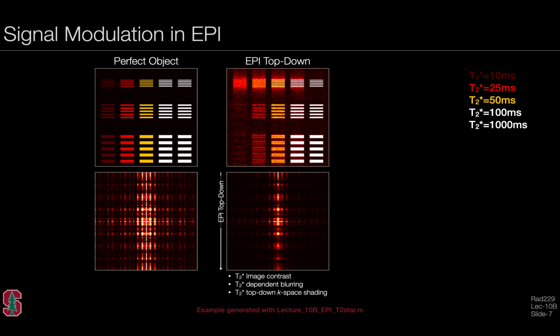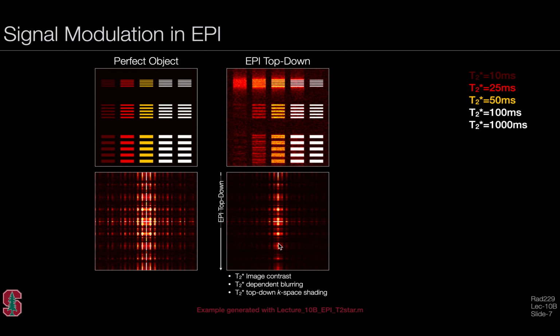We can also simulate an EPI top-down trajectory. That is, we're acquiring this line of K-space and then zigzagging down until we reach the bottom of K-space. And in doing so, we can see that we get a T2 star effect. The top of K-space here is still relatively bright and similar to what we see on the left-hand side, but we can see that it's decreasing in amplitude, especially as we get towards the bottom of K-space here. And this is because the echo amplitude is fading as a consequence of T2 star.